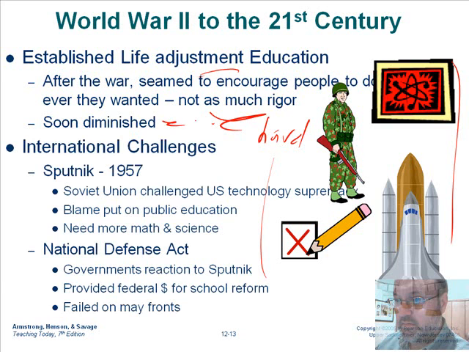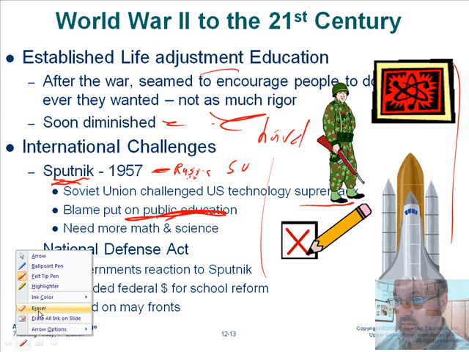And what came on the scene that made that happen was Sputnik. The Soviet Union challenged U.S. technology supremacy. Sputnik was the first rocket into space, the first spaceship, and it was from Russia, the Soviet Union. And so this was the alarm. What happened when that happened? Immediately they said, it's the schools. It's the schools. Where have you heard that before?